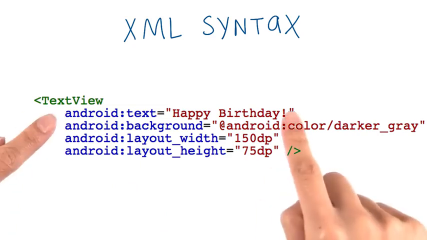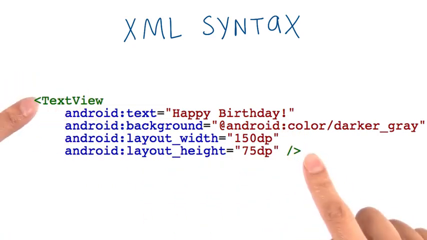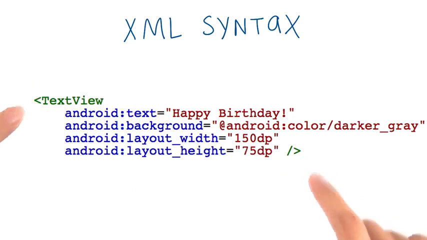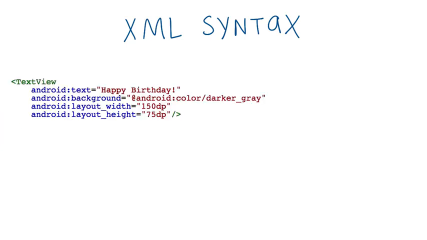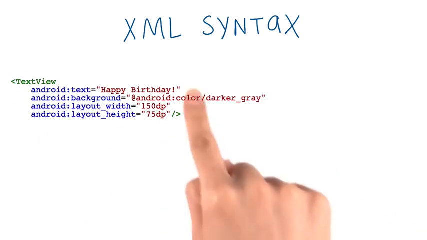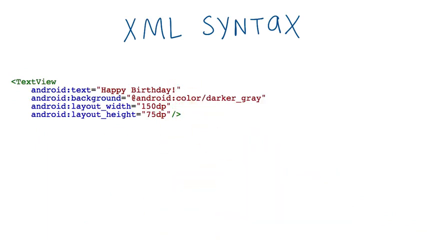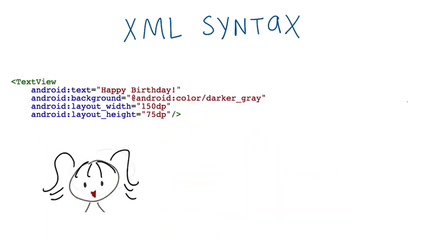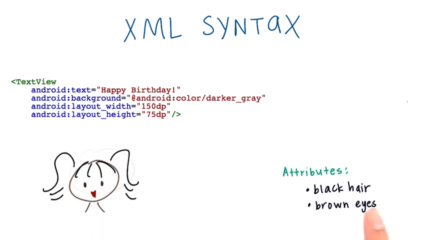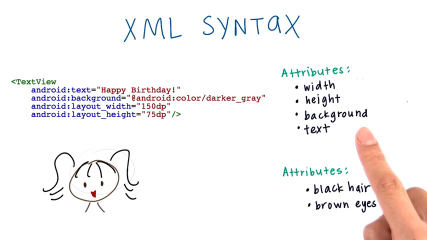You'll notice that we have a bunch of additional text inside this tag. These are called attributes. Attributes are characteristics that determine the behavior or the appearance of the view on the Android phone. For example, you can think of it with this analogy. A person has attributes like black hair and brown eyes. A text view has attributes like width, height, background, text, among many others.